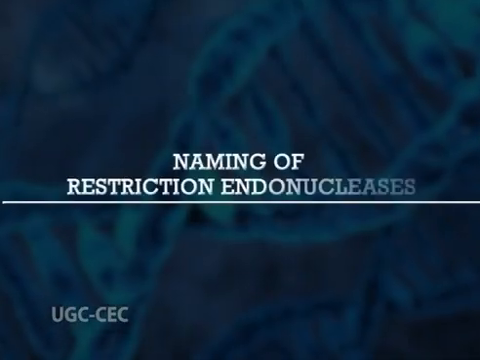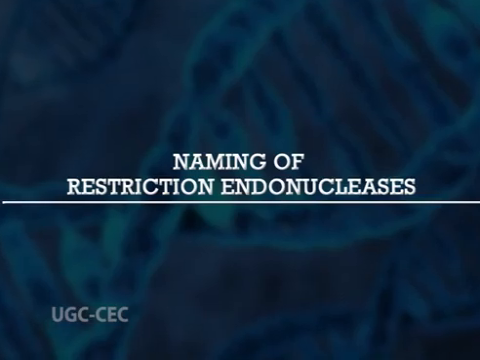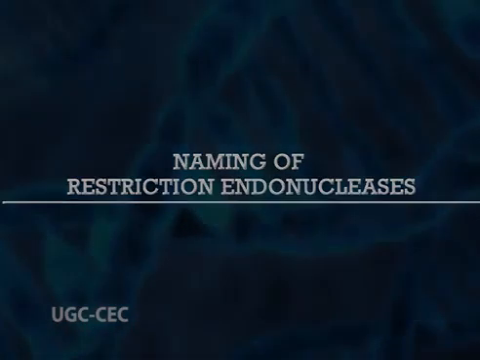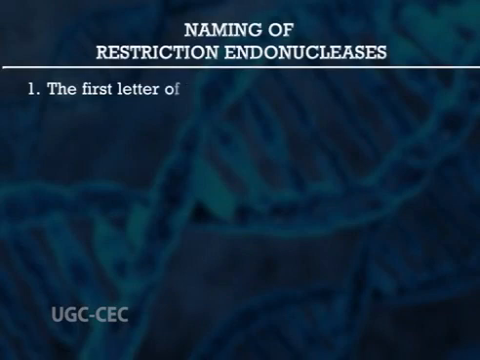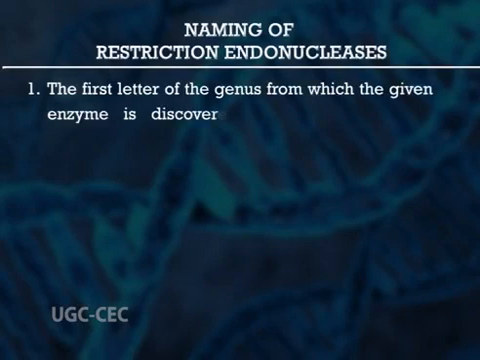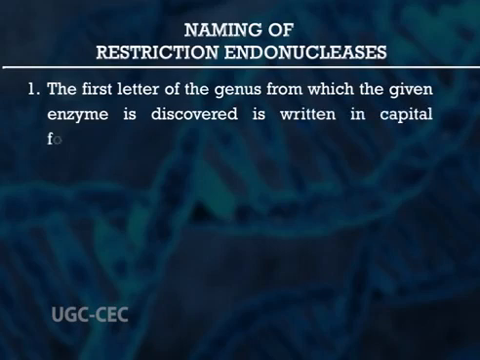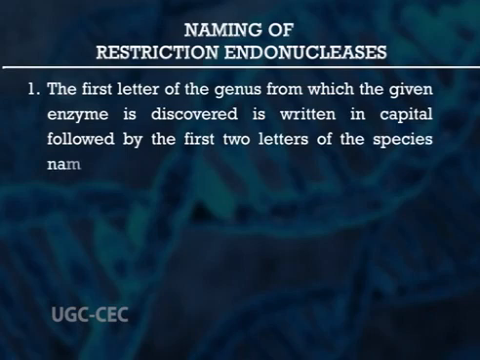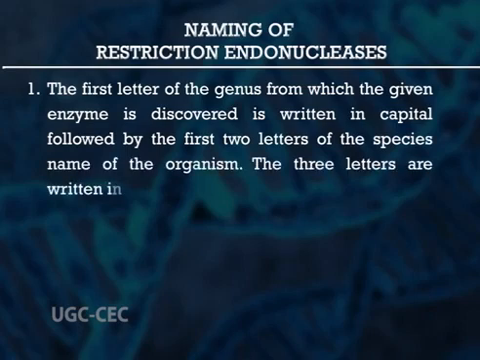Now let us see the naming of restriction endonucleases. The restriction endonucleases are named by following a certain pattern. First, the first letter of the genus from which the enzyme is discovered is written in capital, followed by the first two letters of the species name of the organism. The three letters are written in italics.